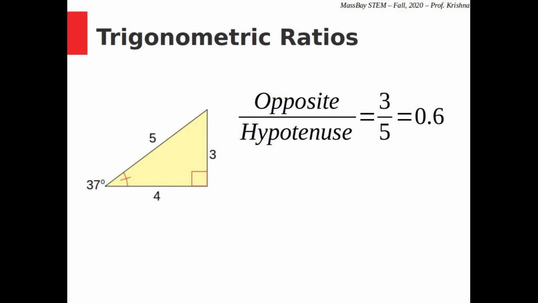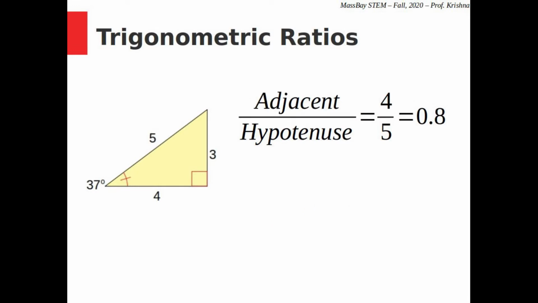With respect to the 37-degree angle, the quotient of the opposite side to the hypotenuse is 3 divided by 5, or 0.6. In fact, we can generally say that in any right triangle with a 37-degree angle, the quotient of the side opposite the 37-degree angle and the hypotenuse is 0.6. This fraction, opposite over hypotenuse, is called the sine ratio, and the sine of 37 degrees is 0.6.